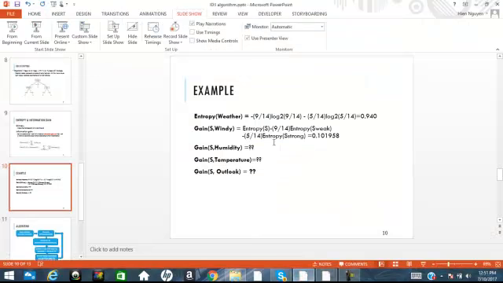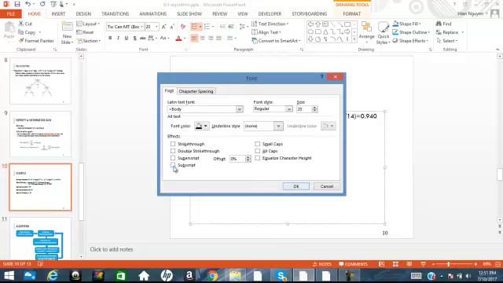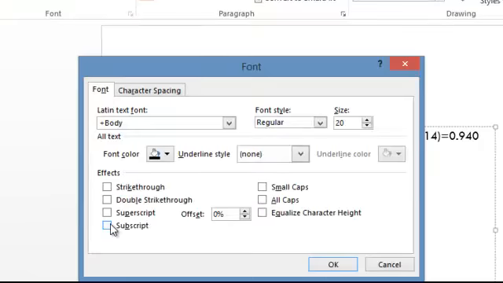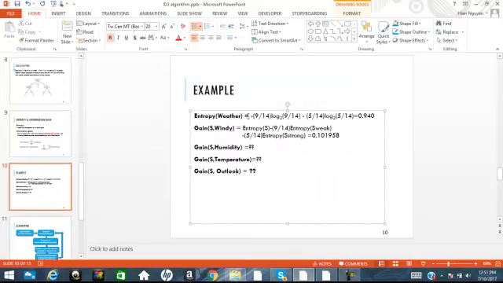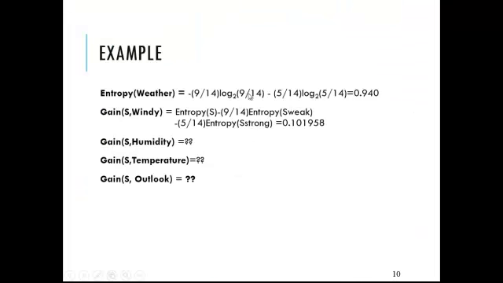All right, so go back here. 5 correspond with no, and 9 correspond with yes, because the total I have is 14. So I plug it in: minus 9 over 14, 14 is the total instances, log 2 of 9 over 14, minus 5 over 14, log 2 of 5 over 14, and plug it in Excel. I got 0.94.